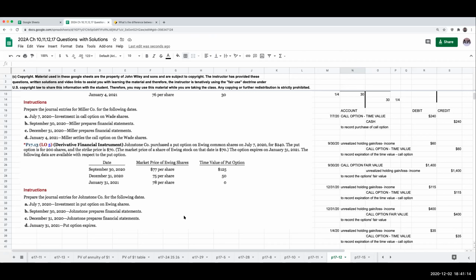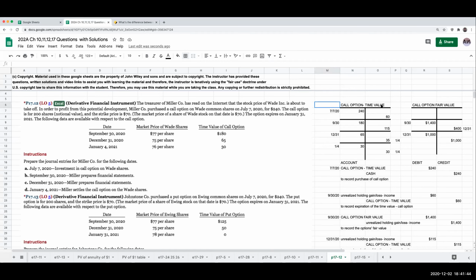Let's look at problem 1713. Now, I put a put option on Ewing common shares. I paid $240 for the put option and the strike price is 70. Market price of the Ewing stock on that date is 70. Because I have the right to sell the shares, I'm hoping and praying that this goes down, right? But for us here, this is not going down, it's going up. So it's going to be a little bit easy for us to go through and do. And let's check this out.